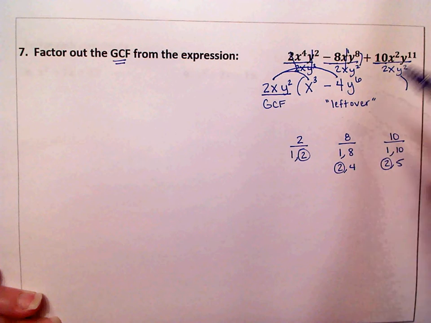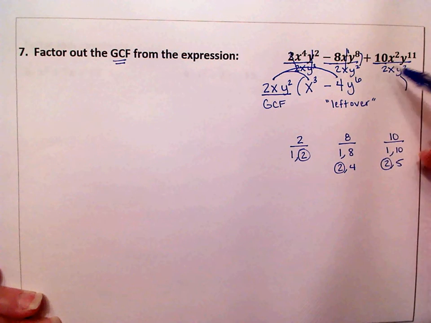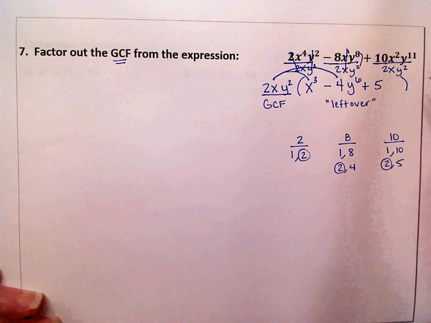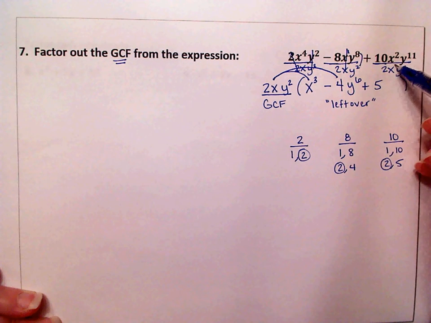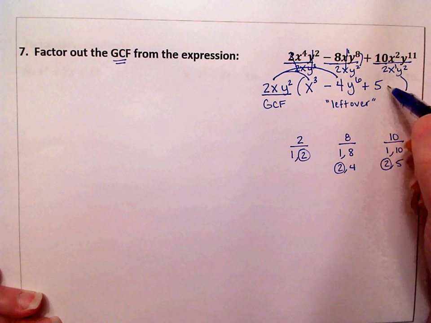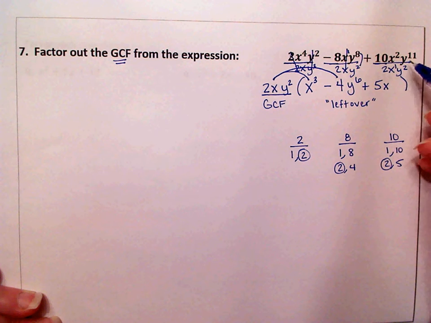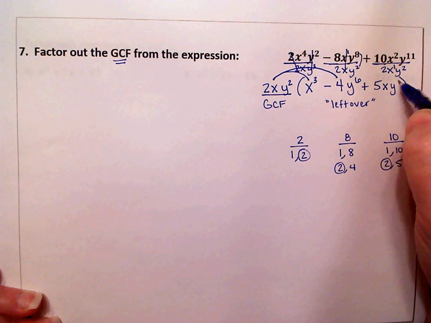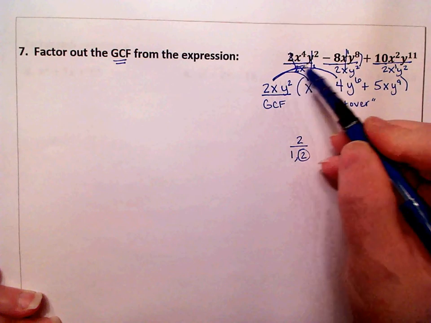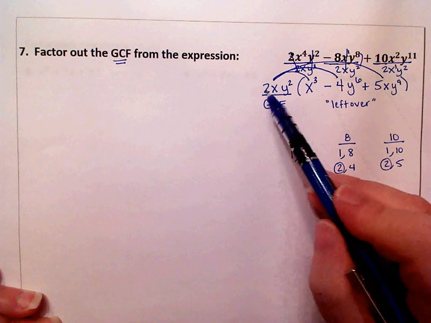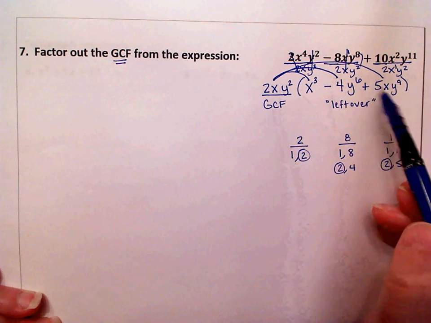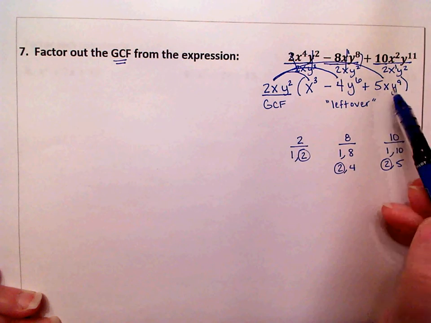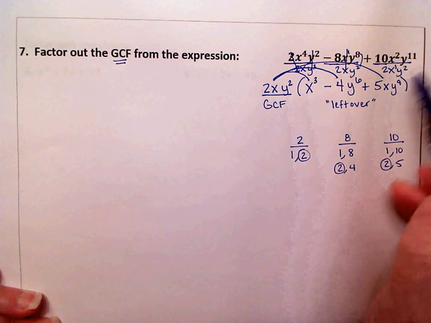So now our final term, 10 divided by 2 is 5, and it's positive, so we're going to put plus 5. X to the second over x to the first, when we subtract exponents, would give us x to the first. And y to the 11th over y to the second, when we subtract exponents, gives us y to the 9th. And finally, we can check. Multiplying our GCF, 2 times 5 is 10. X times x, adding exponents, 1 plus 1 is 2. Y to the second times y to the 9th, add exponents, 2 plus 9 is 11.